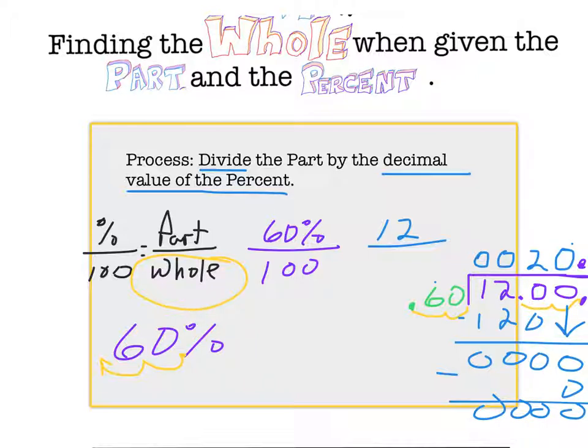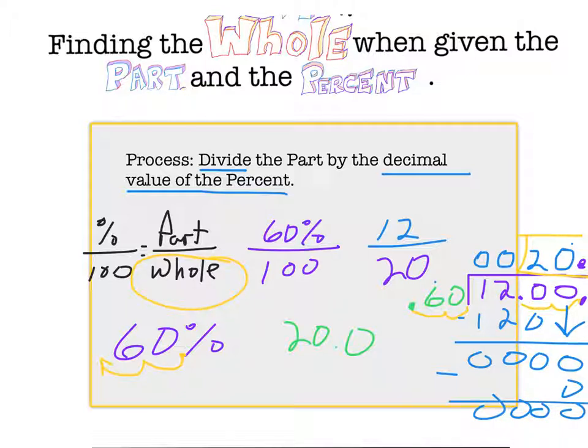So my answer is showing right here, 20.0, or just 20. So the answer is 20. 12 is 60% of 20. And the division is the trickiest part here, but make sure we move that decimal point over on the outside and do the same thing on the inside.